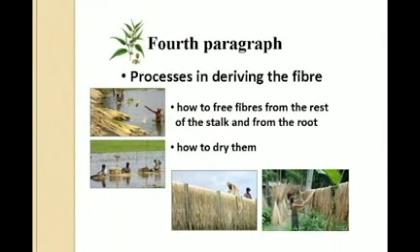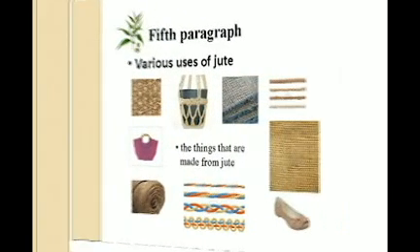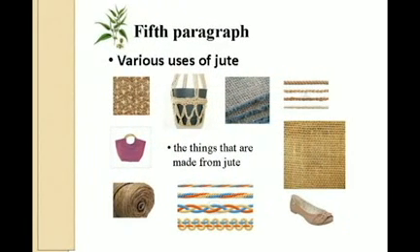The fourth paragraph tells us how to free fibers from the rest of the stalk and from the root, and how to dry them. Here comes the last paragraph. This paragraph tells us the usefulness of jute. It also describes the things that are made from jute.